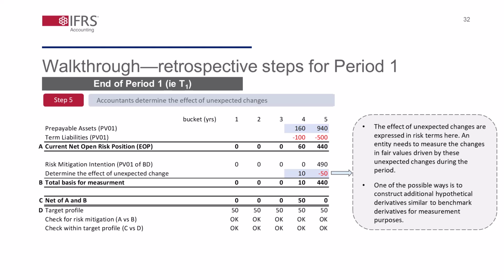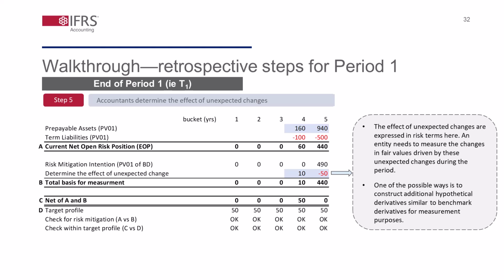Step 5 is only applicable when the accountants conclude that the effects of unexpected changes need to be captured, or in other words, when there are breaches to the retrospective assessments. In our example, accountants identified that the entity would need to capture at least a PV01 of -50 in year 5 bucket and a PV01 of +10 in year 4 bucket in order to satisfy the retrospective assessment requirements.